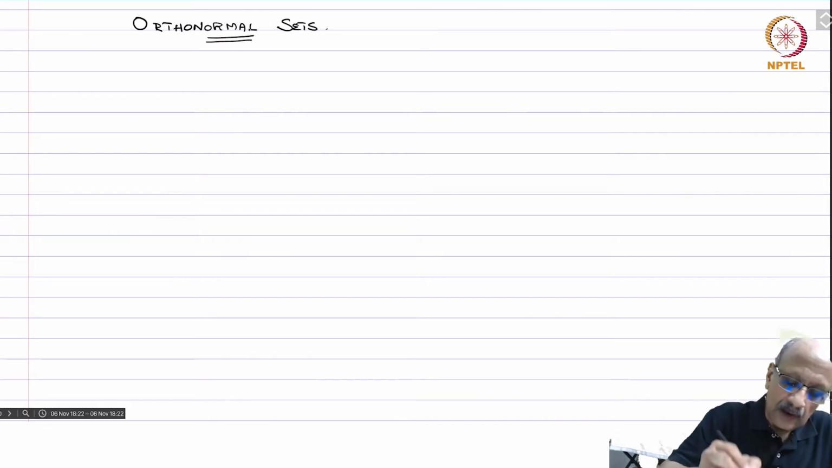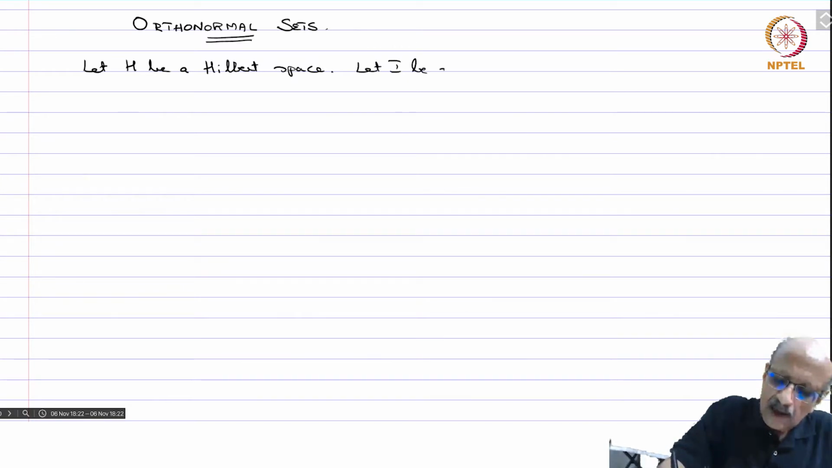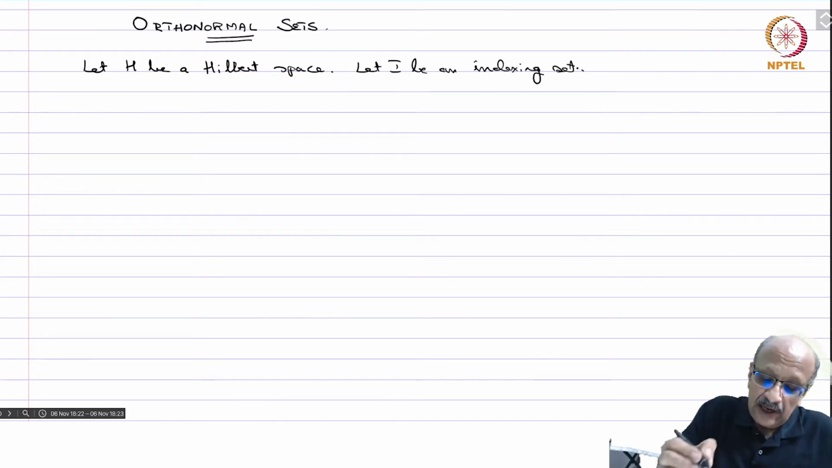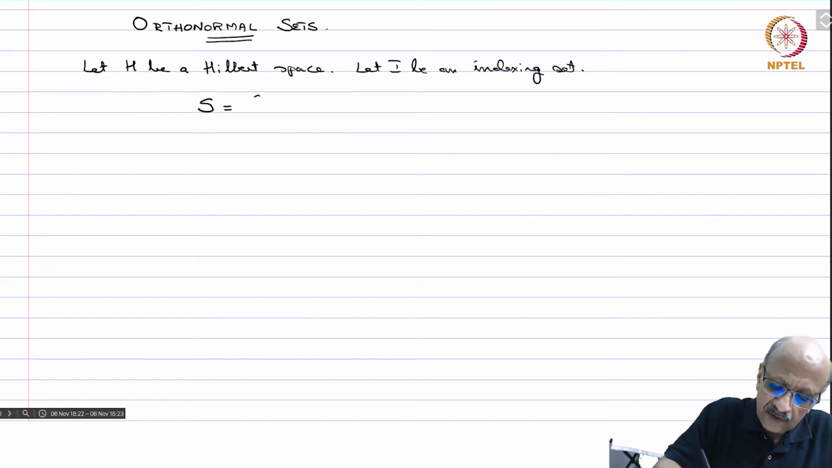Okay, so now it is time for us to study this orthogonality in a little more detail, and so we come to the most important section in this chapter. So this is orthonormal sets. So let H be a Hilbert space. Let I be an indexing set. It could be empty, it could be finite, it could be countable, it could be uncountable. Okay, so let S be a collection of vectors ui, i in I, in H.